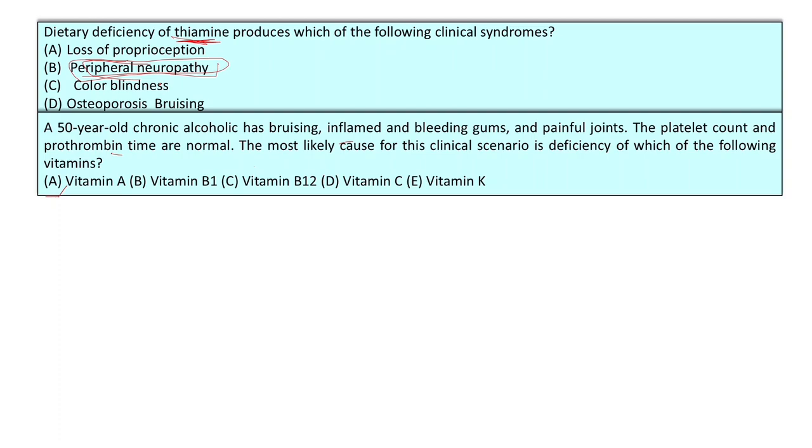A 50-year-old chronic alcoholic has bruising, inflamed and bleeding gums and painful joints. The platelet count and prothrombin are normal.